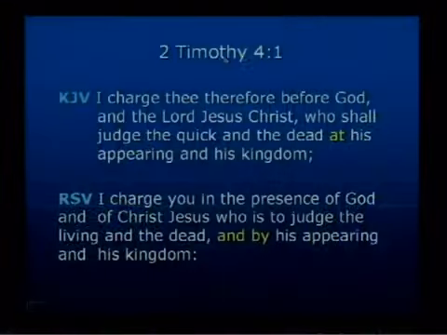One little change. Here, 2 Timothy 4:1. "I charge thee therefore before God and the Lord Jesus Christ, who shall judge the quick and the dead at his appearing." Very important again. And by his appearing. That same change where the doctrine of the coming of Christ is changed.